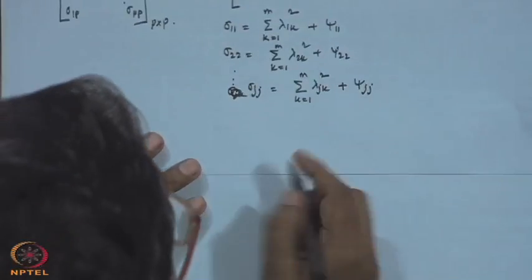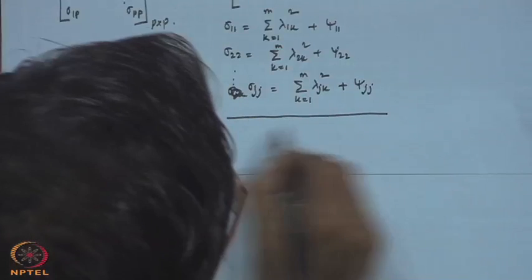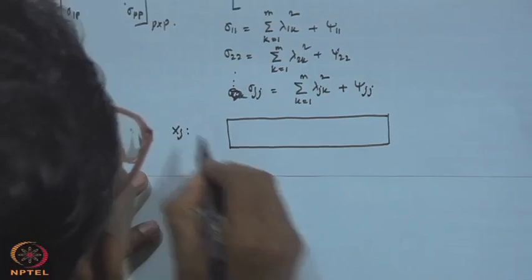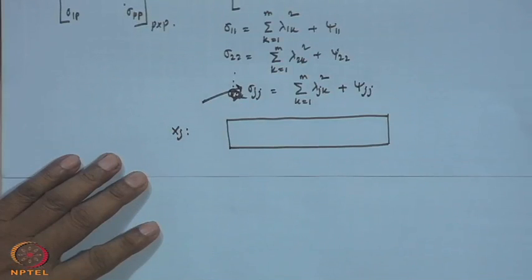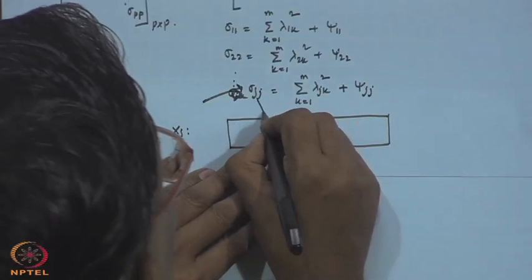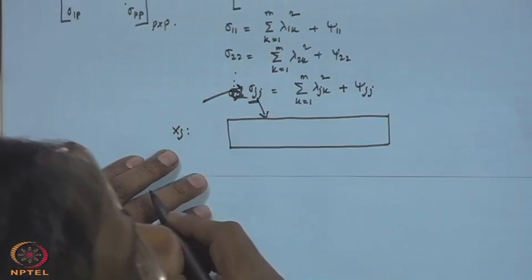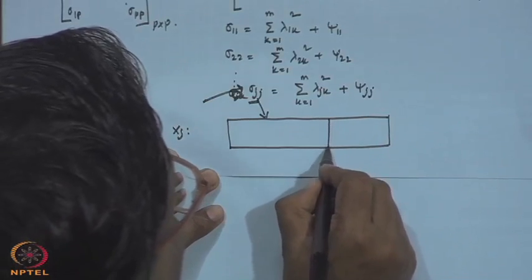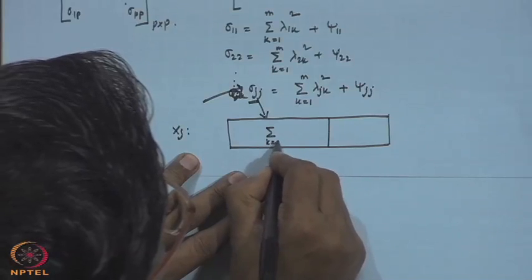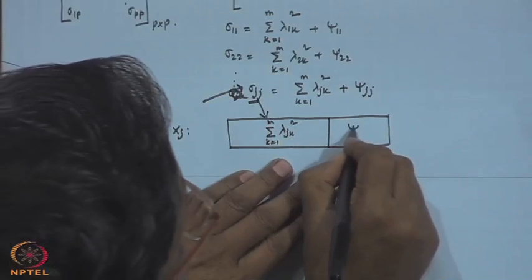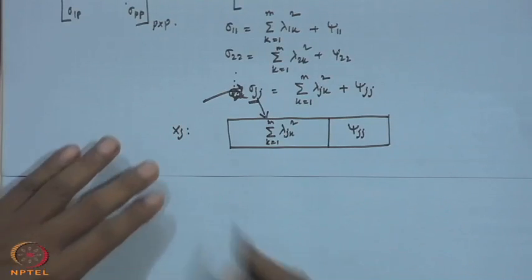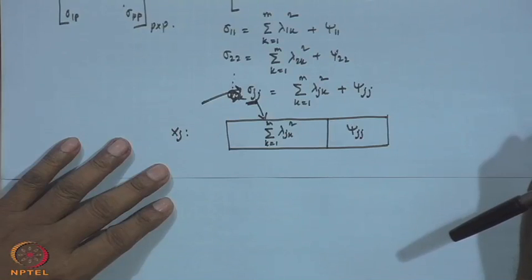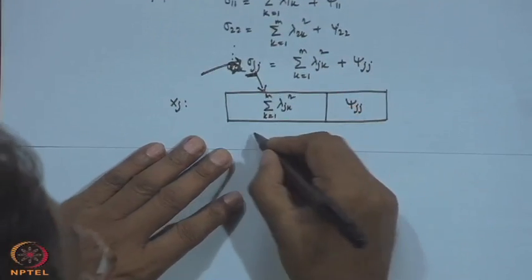Then actually what is this? See, now try to understand the variability part. Our variable is xj. In this equation, the corresponding variable is xj. It has sigma jj, that is the total variability. So I can say this total is sigma jj. Now, this is divided into two parts. This portion is the sum over k equal to 1 to m of lambda j k square and this portion is psi jj. So what I am trying to say is that sigma jj is partitioned into two parts, correct.